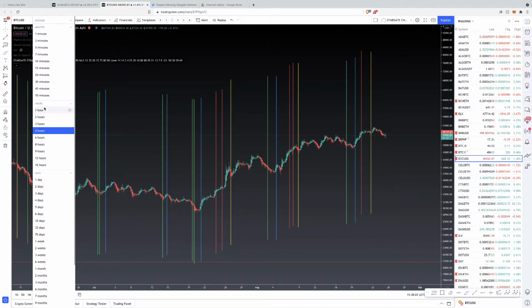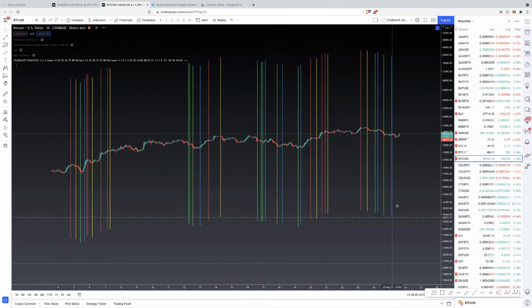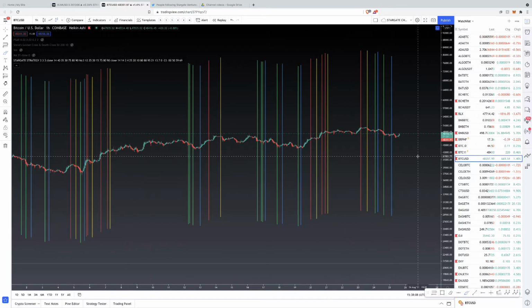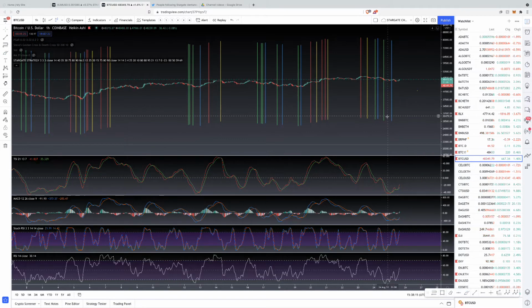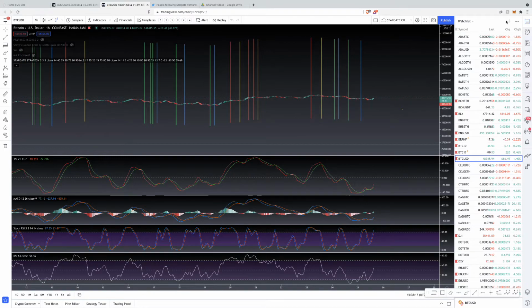So let's go out to a 1 hour and see the smaller time frames here. And I'm going to do this so we can see the below indicators. All right, hide that.